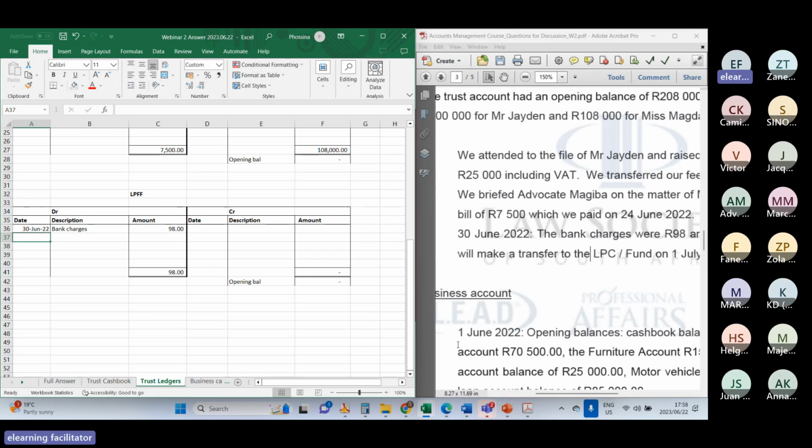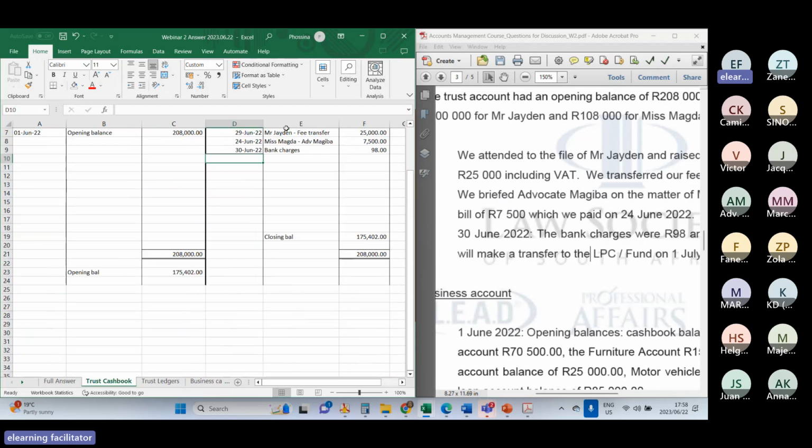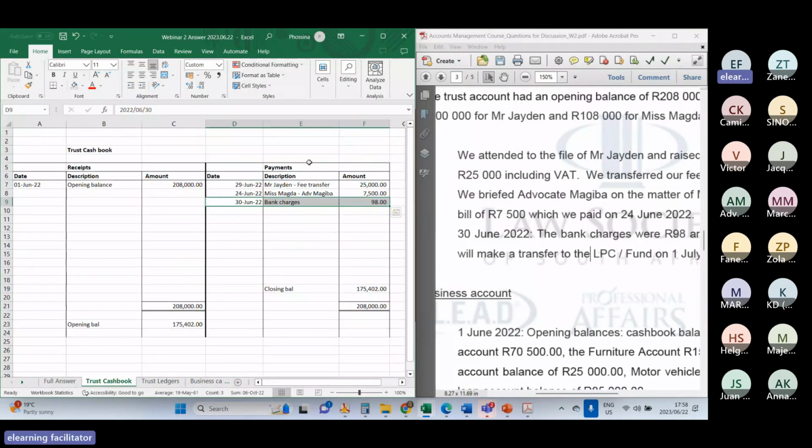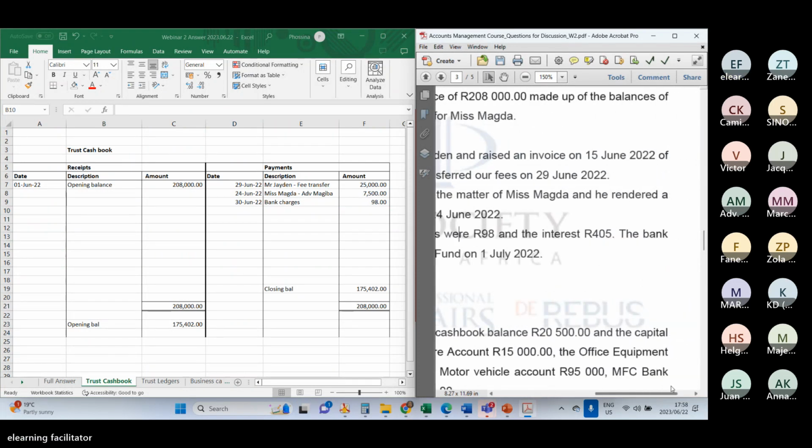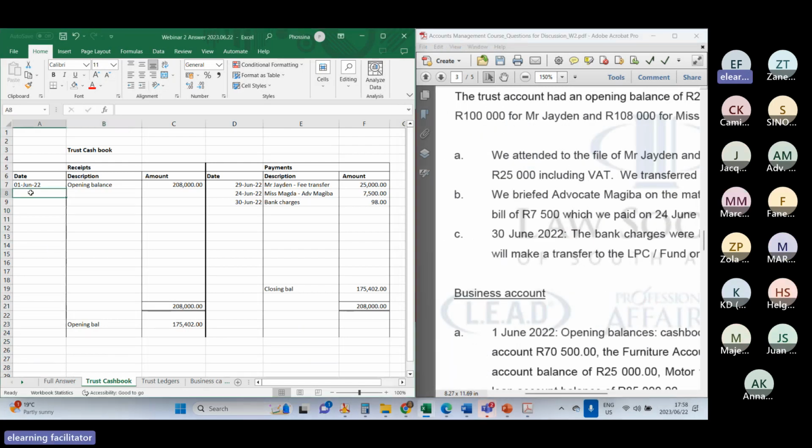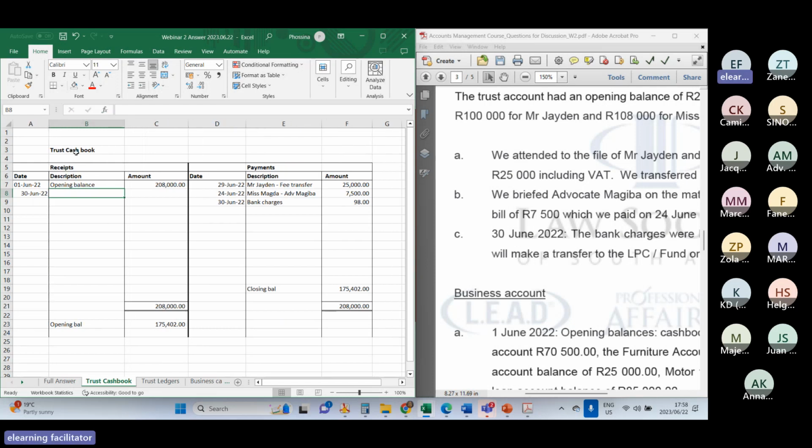Like that. So it's the 98. The other side we've paid. On the credit side, payments we've paid. And then we are told there is interest to the value of 408. So when it comes to interest, then we come 30 June. So interest is being received in the trust account. See, 30 June. So it's interest received. How much is it?